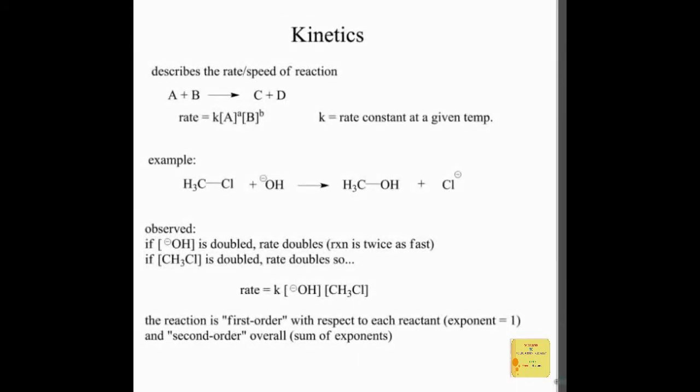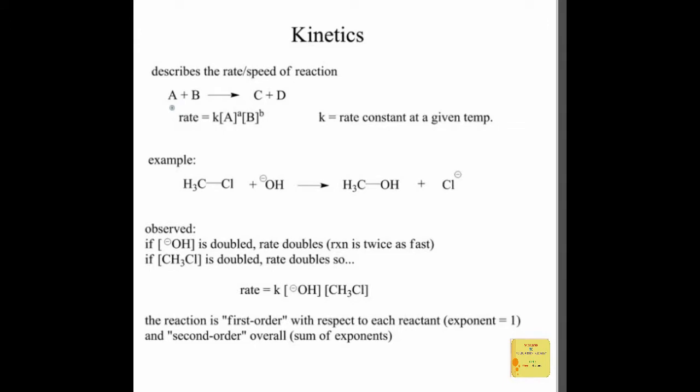Another thing that we can study for a chemical reaction is the kinetics of the reaction, and this is where we take a look at the rate of the reaction or the speed of the reaction. Maybe it's a favorable reaction, but it's very, very slow or it's very, very fast. What can we study when we look at kinetics?